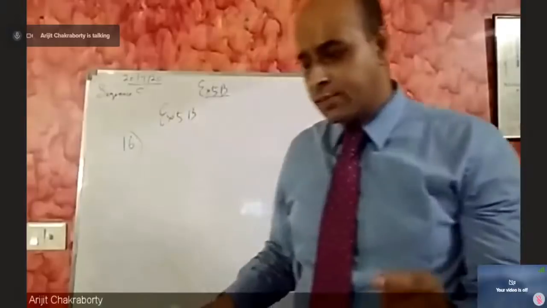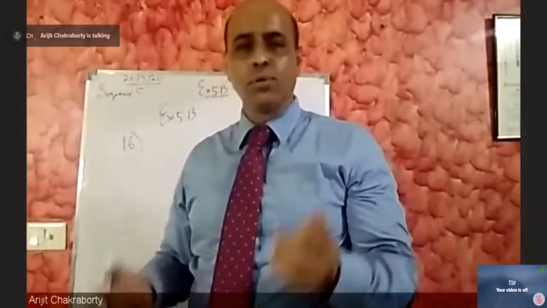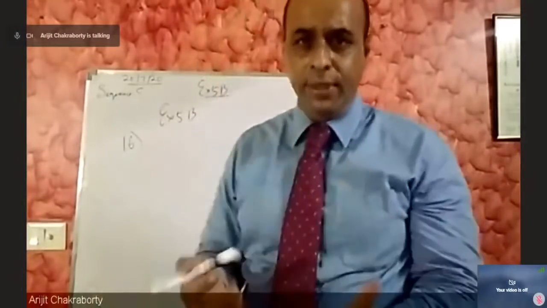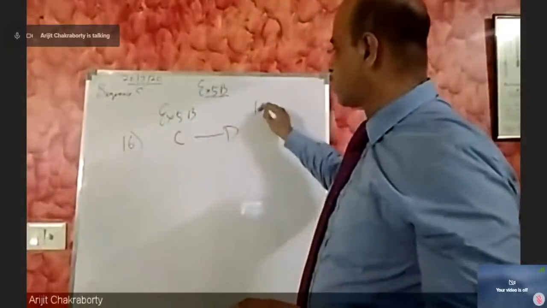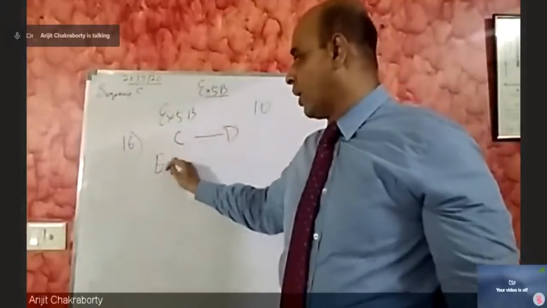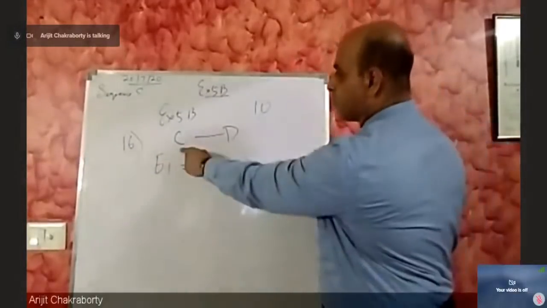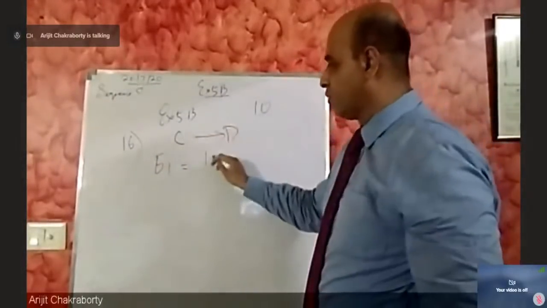There are 10 trains between Calcutta and Delhi. The number of ways in which a person can go from Calcutta to Delhi and return by a different train. It's a fundamental principle. You can go from Calcutta to Delhi. How many trains are there? 10 trains. So for event 1, E1, that is going from Calcutta to Delhi, you have 10 ways.